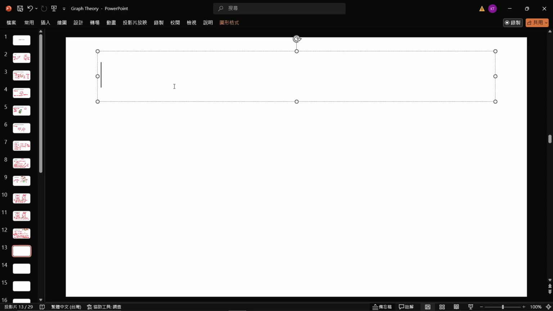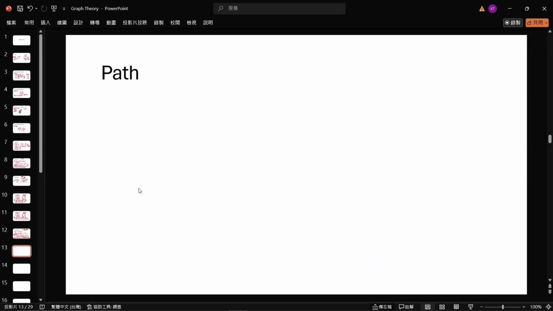It seems like I have to first define what a path is. Okay. So we use this word a lot. Okay, but what really is a path?